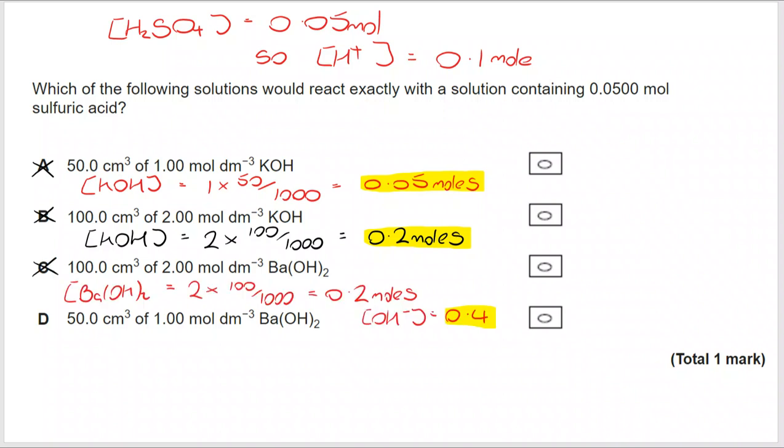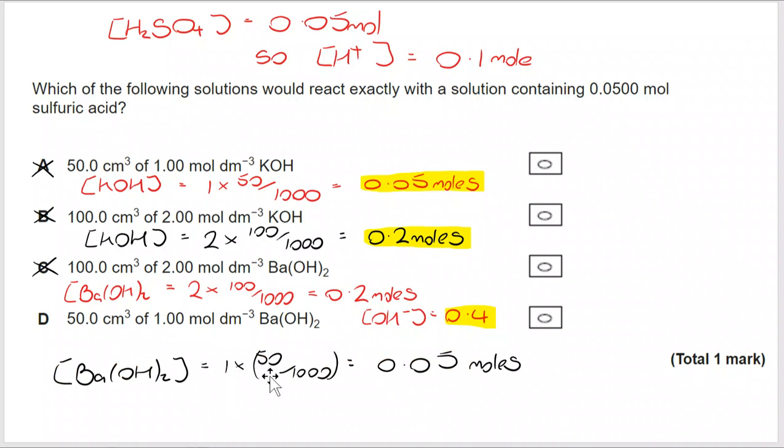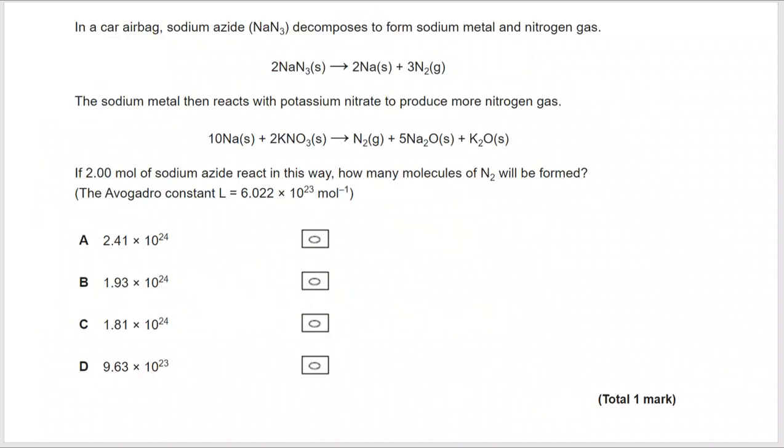On to the third one, and we've got here concentration multiplied by volume. We have 0.2 moles of barium hydroxide, but there's 2 OH minuses in each barium hydroxide. So my number of moles is actually 0.4. We're talking about number of moles. And finally, barium hydroxide. I've got my 1 times 50 over 1,000 is 0.05 moles. That's not correct. However, there are 2 OH minus in each one, so I've got 0.1 moles of the OH minus to neutralise 0.1 moles of the H plus. Correct answer, D. Next question.